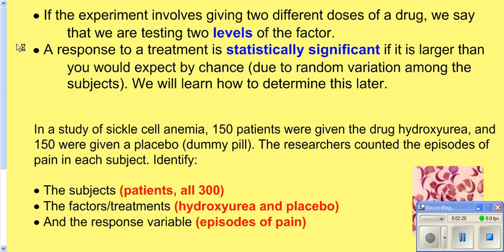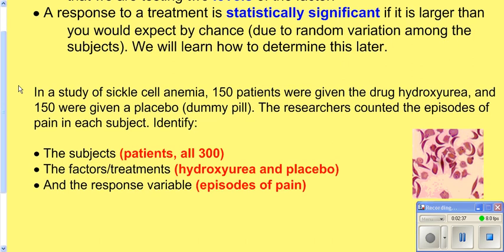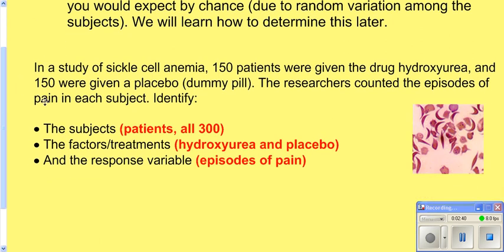Something is statistically significant, and we'll be talking a lot about that in the last few chapters that we'll be covering. Something is considered statistically significant if it is larger than you would expect to be done by chance variation. Considering the idea of this study right here, our subjects would be all our patients, all 300 patients. Our factors slash treatments are listed here, and our response variable is our episodes of pain.